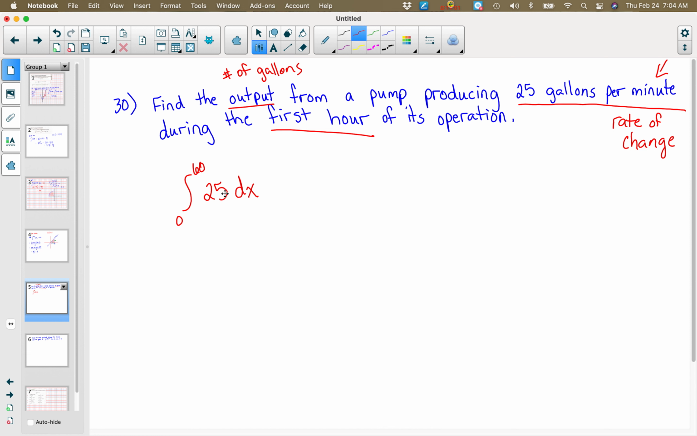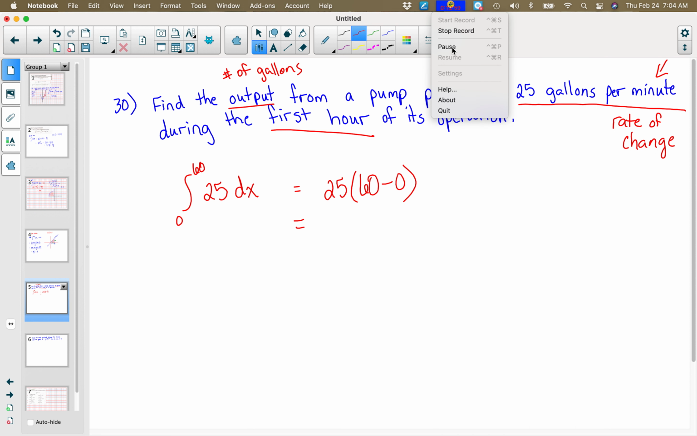Because it's a constant, I could either do the antiderivatives, but we have that formula we talked about, so let's practice with that. All I do is take my function and multiply by 60 minus 0. So you're just multiplying 25 times 60. So we get 1,500. And then I don't want to forget the units. Remember we were finding the number of gallons, so this would be gallons.